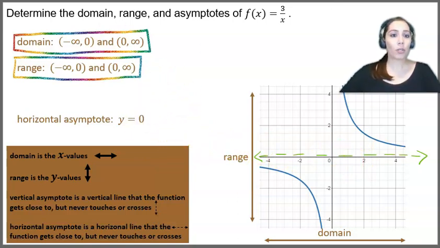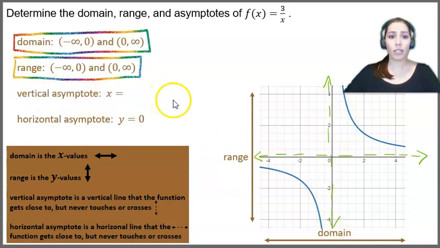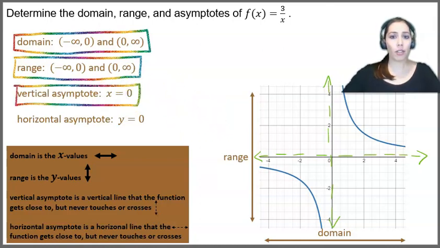Then for our vertical asymptote, it goes up and down. You can see right here is our x equals 0 line. And why is that? Because you can see in quadrant 1 and quadrant 3, both parts of the function get very close to this x equals 0 line, but they will never cross it. So our vertical asymptote is x equals 0. So these are our 4 answers for this problem.